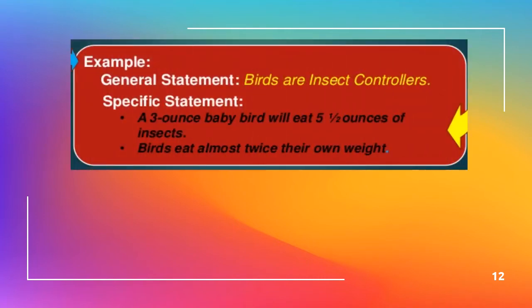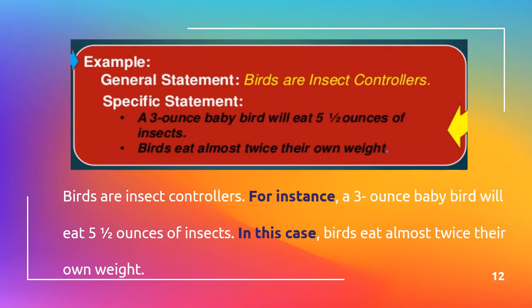Okay, so if we're going to make an example of a sentence with general to particular using the given examples a while ago, this will be the sentences. Okay, so birds are insect controllers. So again, that is the general idea or the general statement. Okay, and then to support our general statement, we have to give particular statements or specific statements. So in order for us to connect those, we have to use grammatical signals.